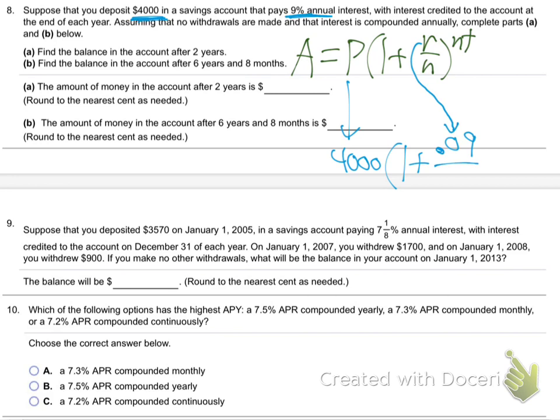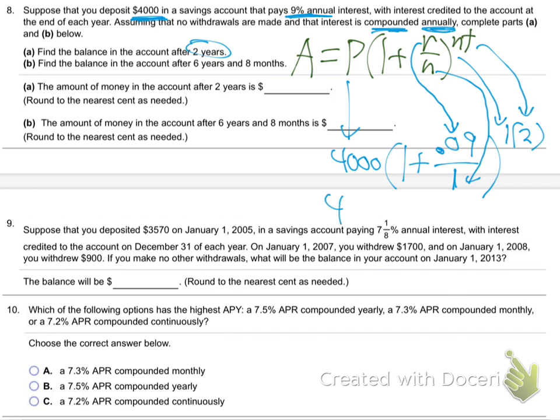Now, what's in here? Is there anything about compounded annually? Like you have a birthday annually. How many times a year is that? 1 time. N is 1. And how many years is this? 2 years, at least on part A. 2 years. So you got to do that in your calculator.